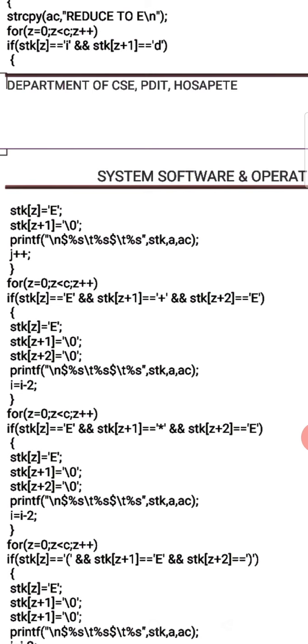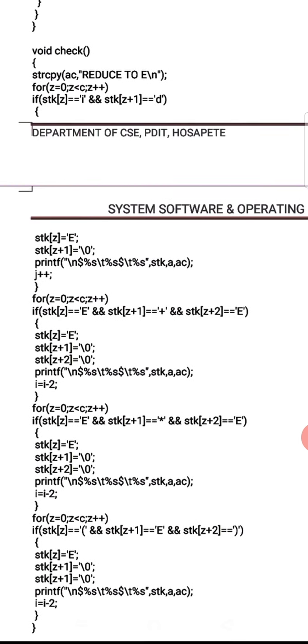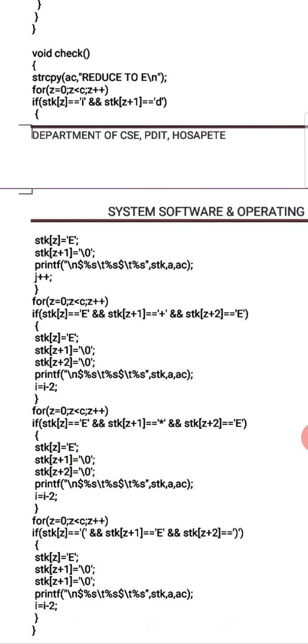The same thing happens in the third for loop: the condition of the if checks the content of the stack against the right part of one more production, that is e into e. And the last for loop is for a different production, that is e enclosed in parentheses. In order to match the content of the stack with the right part of any of the productions, we are using these for loops.